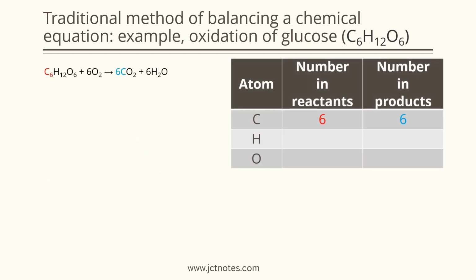We have the equation balanced, but we need to check it. We do it by counting the atoms in the products and in the reactants. If the equation is balanced, the numbers have to be equal. We start with the carbon.